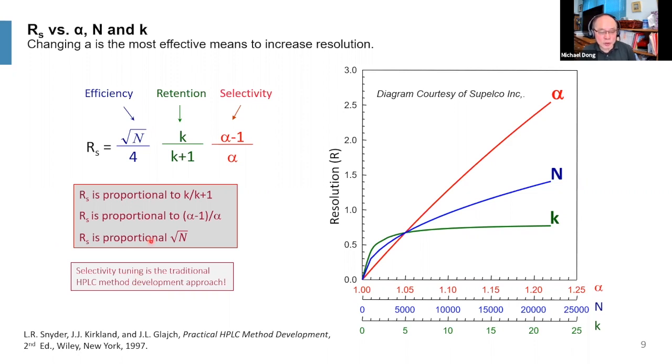And also, resolution is proportional to the square root of N. So you can see the tendency of N, right? By using a longer column, by doubling the length of the column, we can increase resolution by a factor of about 30%, right? Because the square root of 2 is 1.4, so about a 40% increase in resolution, right? Now that's under isocratic condition. Under a gradient condition it is kind of similar, right? The resolution is also probably proportional to the square root of N. But you pay for it because your analysis time is at least twice as long, right?